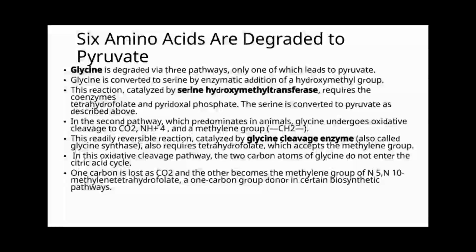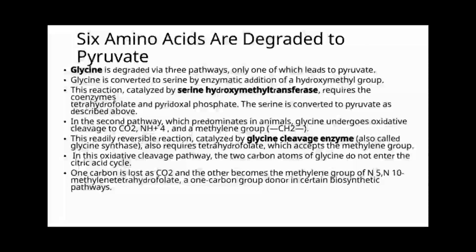Now, moving on to the second pathway, which is actually more common in animals. Here, glycine undergoes an oxidative cleavage process, where it's broken down into carbon dioxide, ammonium, and a methylene group. That's a CH2 group. This reaction is reversible and is catalyzed by the glycine cleavage enzyme, also known as glycine synthase. This enzyme also needs tetrahydrofolate, which plays a key role by accepting the methylene group during this process.